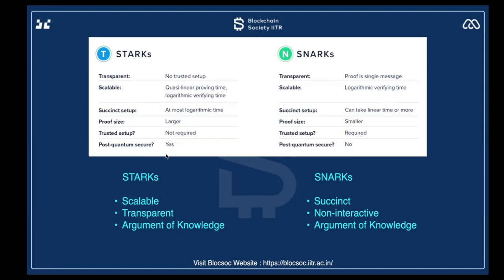So, post quantum security. We have seen SNARKs use elliptic curve cryptography, and by an algorithm named Shor's algorithm, elliptic curve cryptography can be broken. So what do I mean by broken? In the last lecture, we saw the discrete logarithm theorem in the elliptic curve, which tells that if we know a point alpha g in the elliptic curve, then we can't infer what the original value of alpha was. But in the case of ZK STARKs, collision resistant hash functions are used, which make it quantum secure. So STARKs are scalable, transparent, and they provide argument of knowledge.